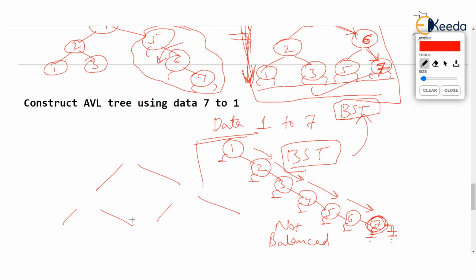Okay, I think I have done enough justice in this video to tell you how to create an AVL tree. Now we have a second exercise here. Construct AVL tree from 7 to 1, which we will solve in the next video. But I am sure that you know how to do this 7 to 1.